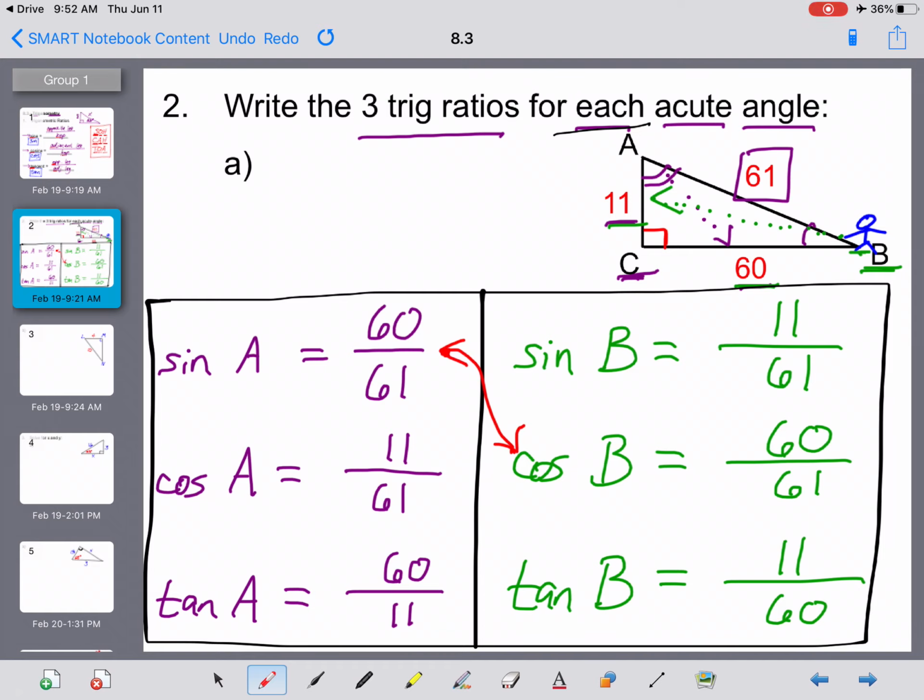And maybe not surprising then, the cosine of angle A, the 11 over 61, is exactly the same as the sine of angle B. And the other thing to notice is that your 2 tangent answers, 60 over 11 was the tangent of A, 11 over 60 was the tangent of B, these are reciprocals of one another. So not the same thing, but we took the fractions and just flipped them upside down. So something worth noting maybe for the future.